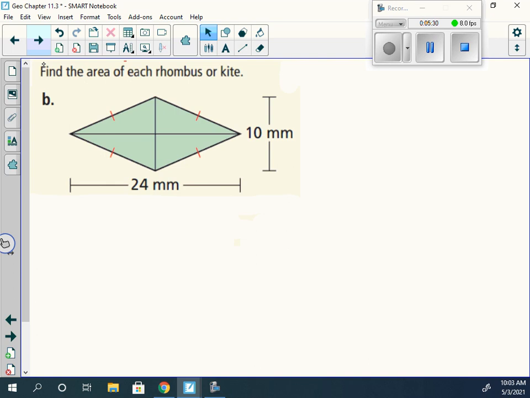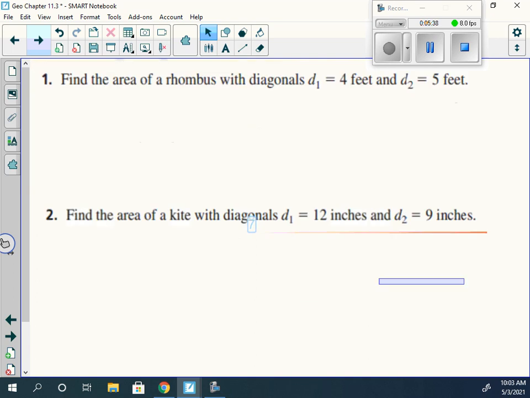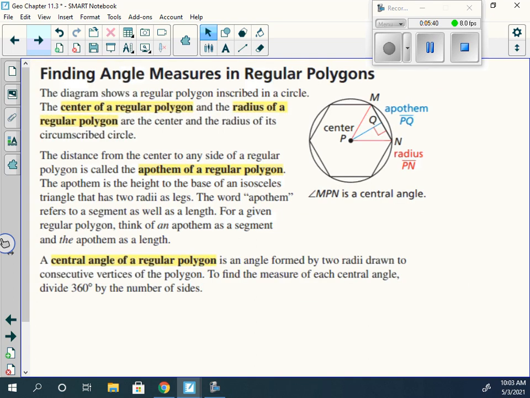Are there any other questions over these kites and rhombuses, or do we feel comfortable with this here? Yes? Feel good with this here? Okay. If we feel good with this here, we'll move on to polygons.